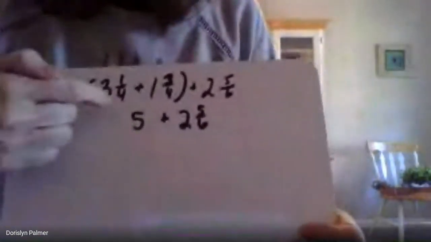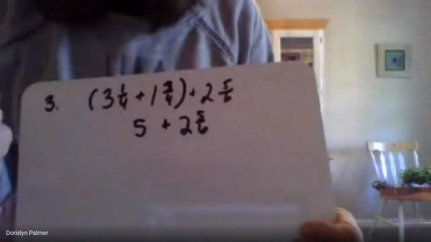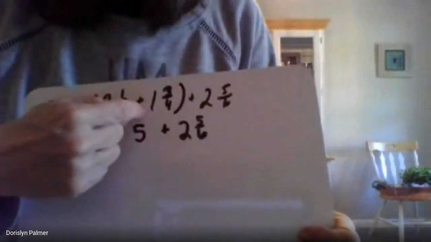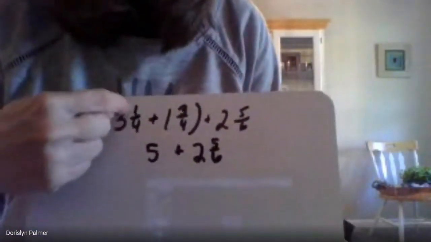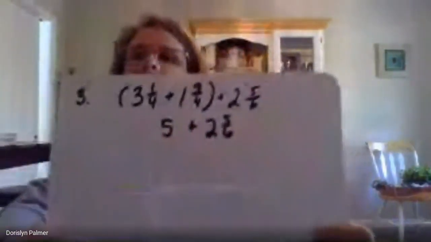3 and 1/4 plus 1 and 3/4 is 4 and 4/4, which equals 1 plus 1 and 3/4, equals 2 and 3/4. All right, stop there. You have 3 and 1/4 plus 1 and 3/4, and you said 1/4 plus 3/4 equals 1, and then 3 plus 1 equals 4. So that's going to equal 5 together. 3 and 1/4 plus 1 and 3/4 equals 5. Oh, okay. So now you have 5 plus 2 and 5/6.